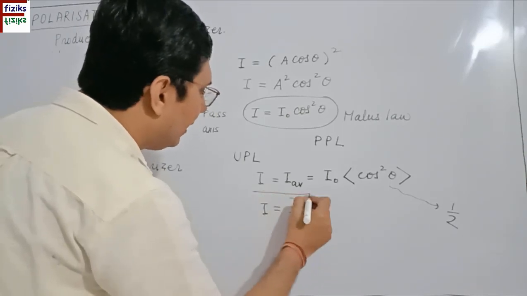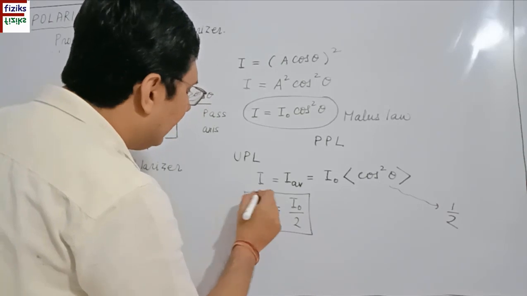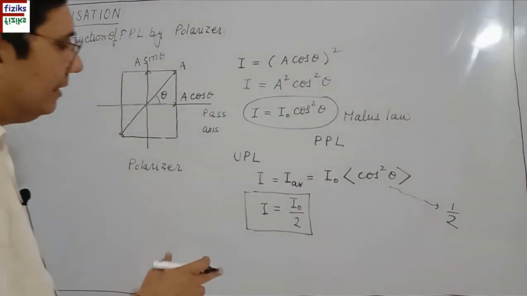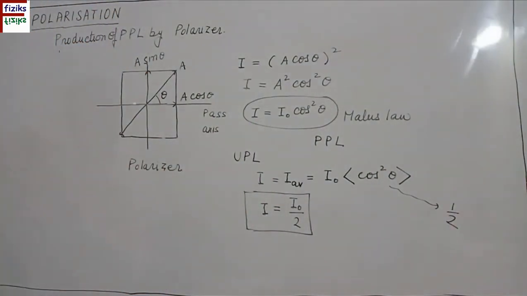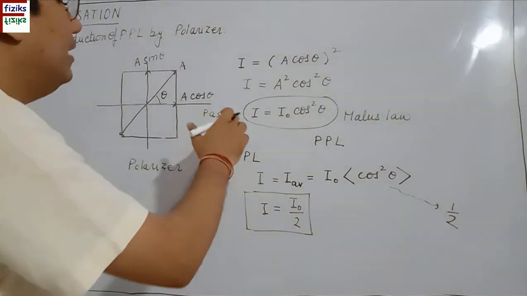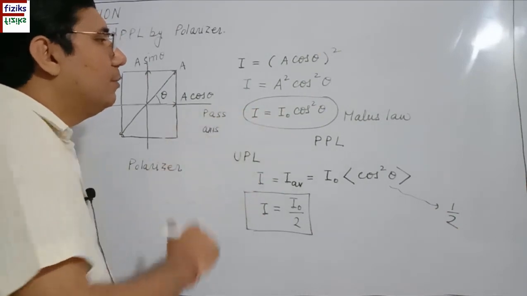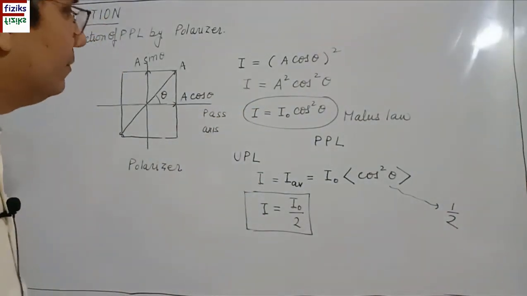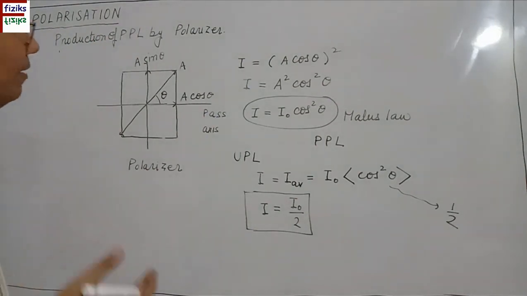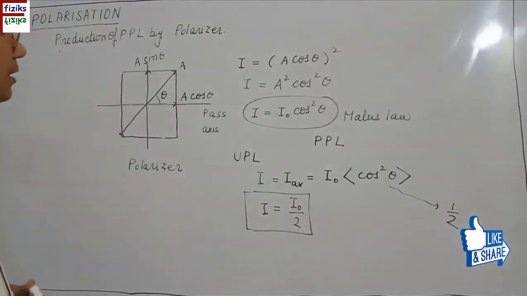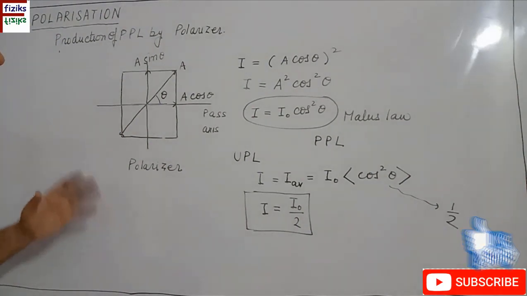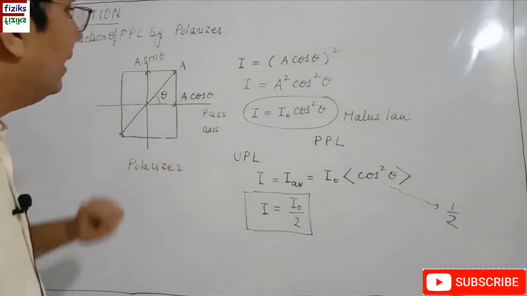So we can conclude that if the incident light is unpolarized, then on the other side we will have intensity I equal to I naught by 2, and if the incident light is plane polarized, then on the other side we have intensity I equal to I naught cos square theta. So on the basis of these two methods, one by reflection and another with the help of polarizers, we can produce plane polarized light. So this is the introduction to polarization. We should be well aware of these expressions to understand polarization.